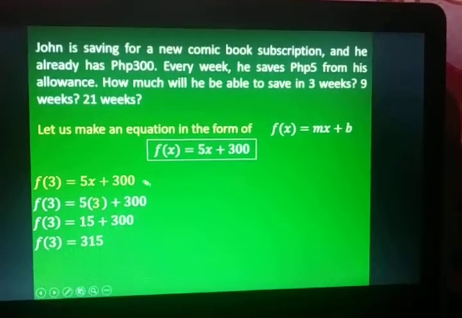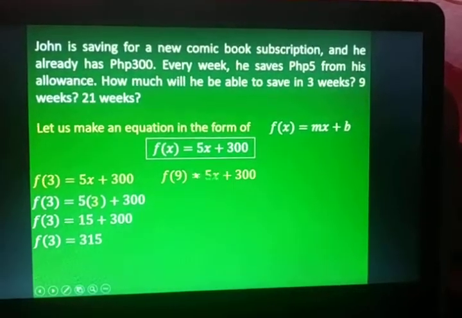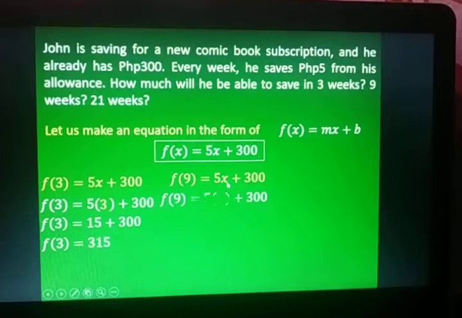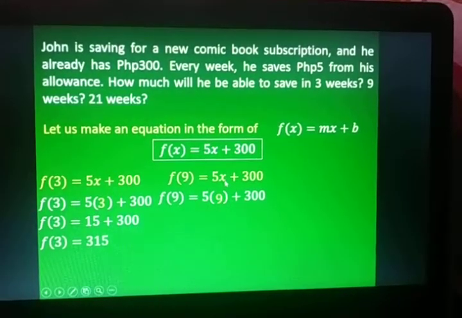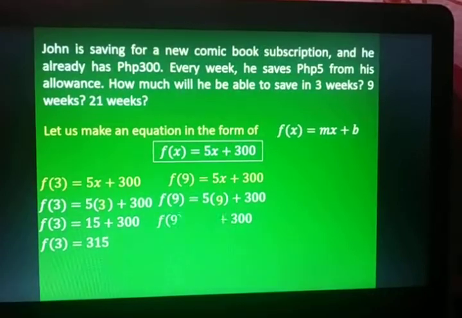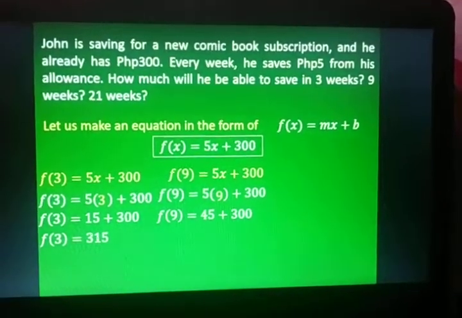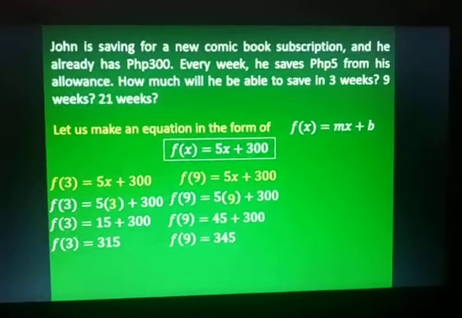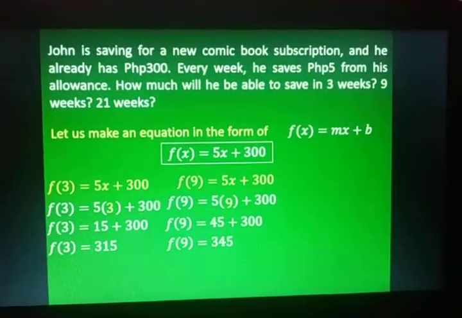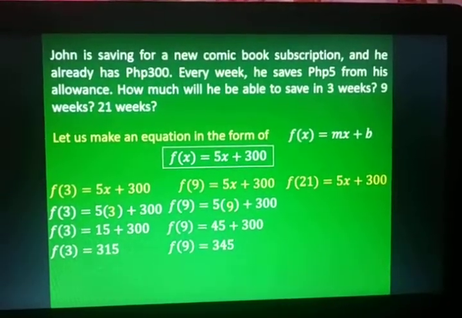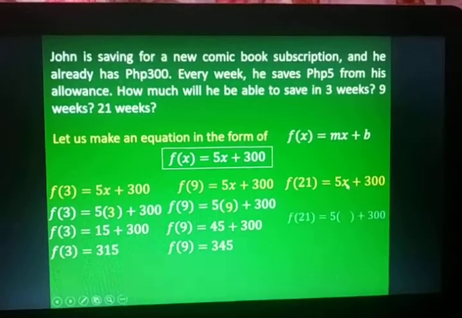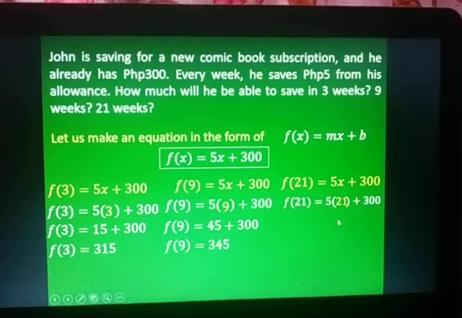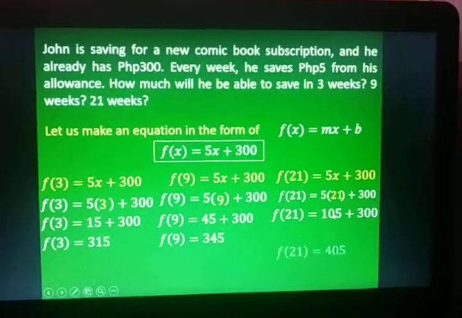Next, in 9 weeks, copy f of 9 equals 5x plus 300. So we'll change x here to 9. So f of 9 equals 5 times 9 is 45, plus 300. 45 plus 300 is 345. After 9 weeks, John will have 345 pesos. And the last question, 21 weeks. X will be changed into 21. So 5 times 21 is 105, plus 300, that's 405.